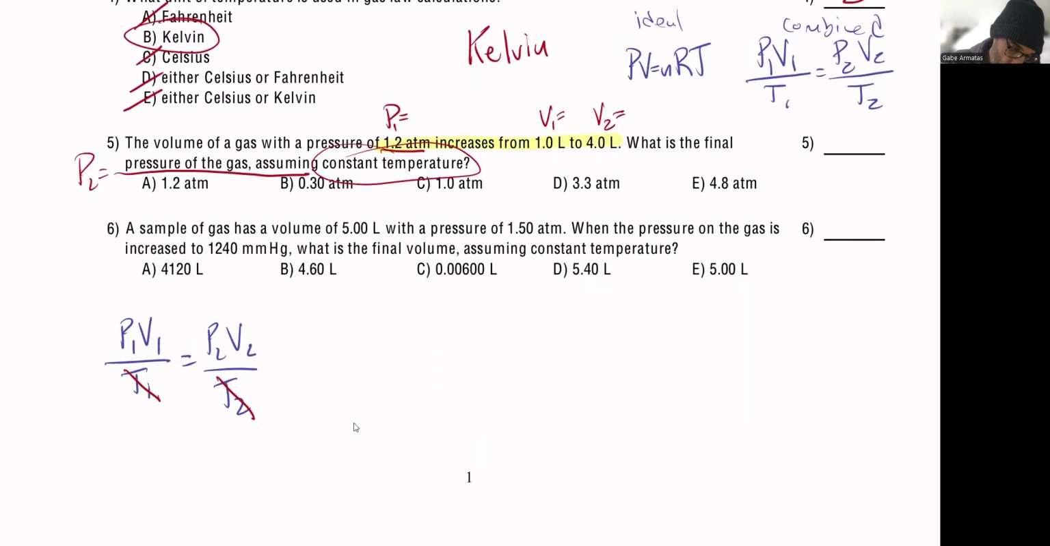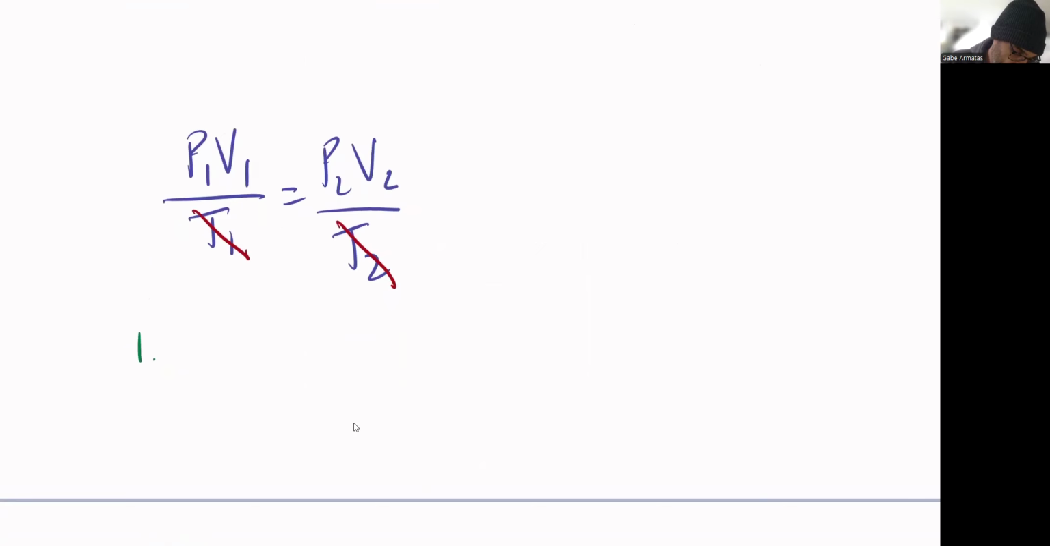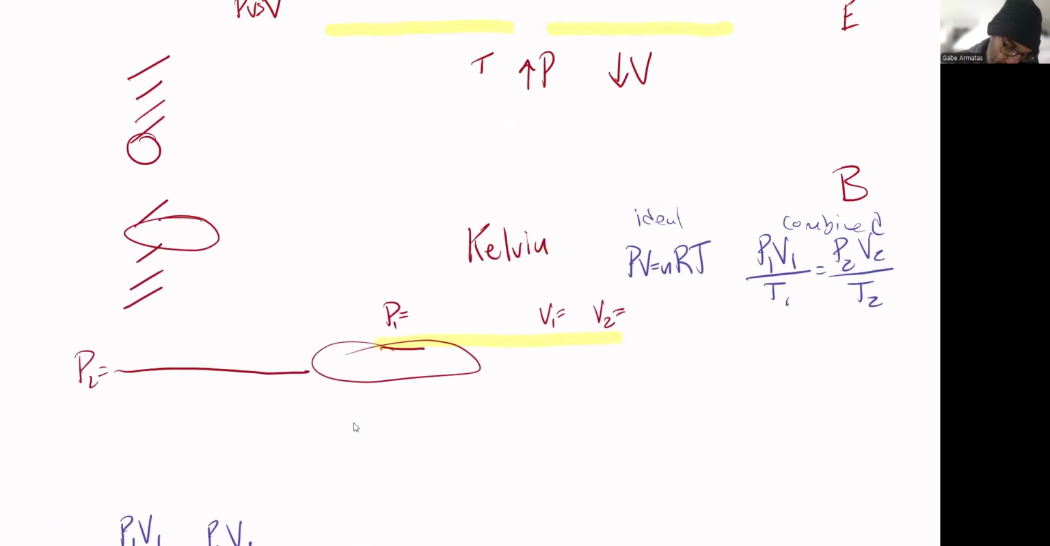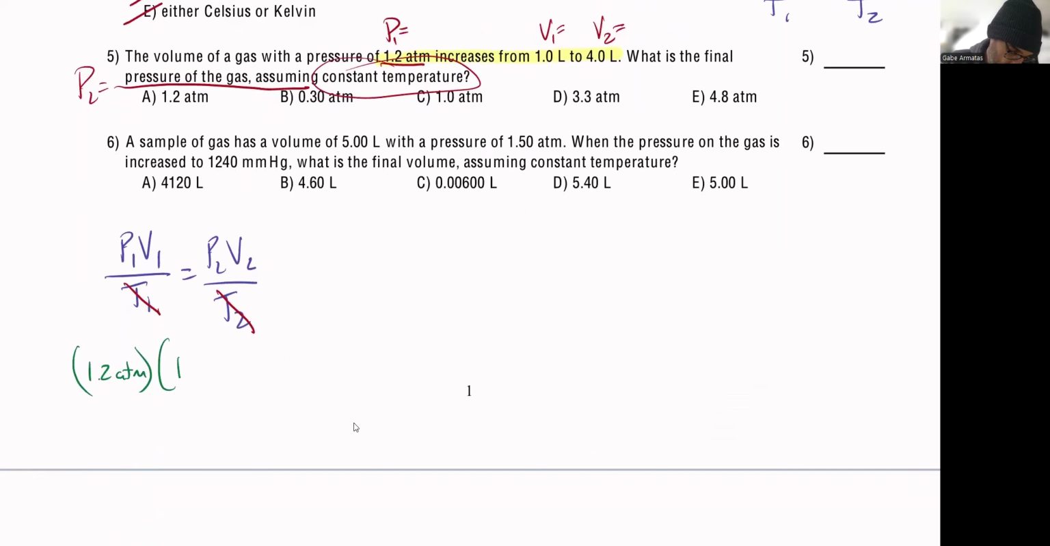Fantastic. So we have our pressures, we have our numbers, we can start to plug these things in, and off we go. So my pressure 1 was 1.2 atmospheres. My volume 1 was 1 liter. And my volume 2 was 4 liters. So 1 liter to 4 liters. So volume 1 is 1 liter. Pressure 2 is what I'm looking for. And my new volume is 4 liters.